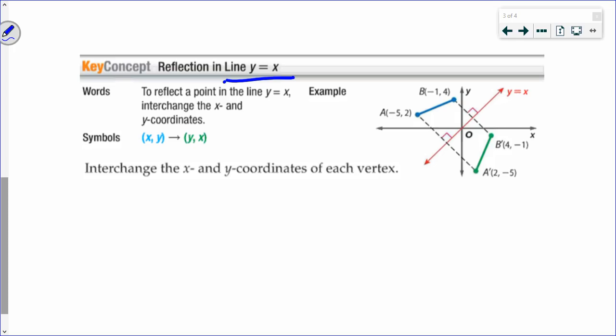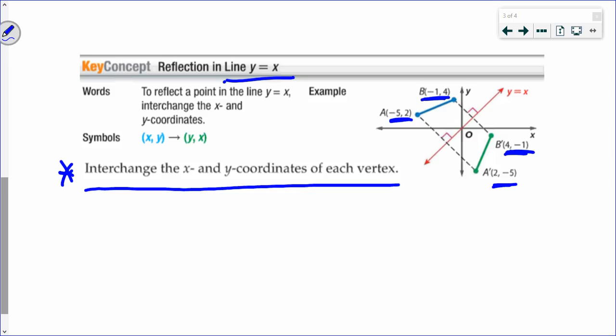To reflect a point in the line y equals x, interchange the x and y coordinates. So the point (x, y) becomes (y, x). Of course, we're changing those values. So interchange the x and y coordinates of each vertex is what we're doing, okay? You can see that in this example, the point B (-1, 4) became B prime (4, -1). They just switched the x and y values there. And A (-5, 2) became A prime (2, -5). So that's all we're going to be doing to reflect across y equals x.